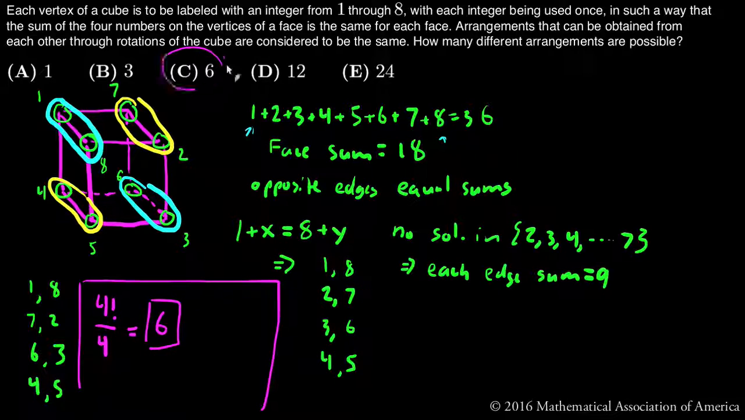So there are 6 total ways to assign numbers to the vertices of this cube so that the face sums are all equal.